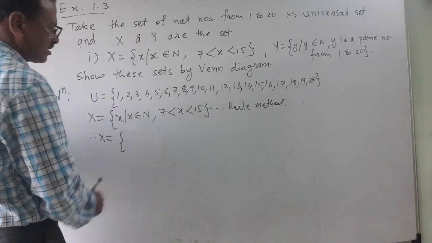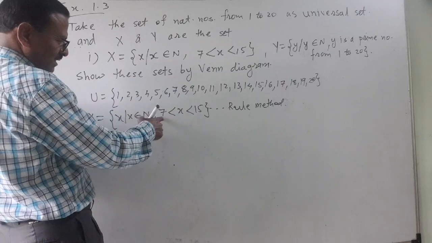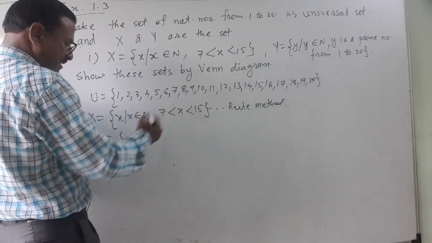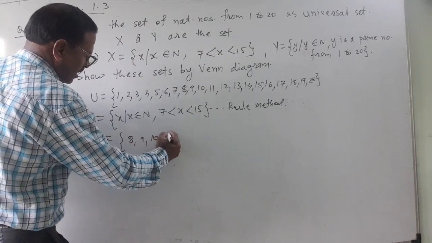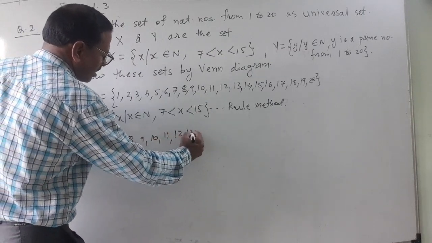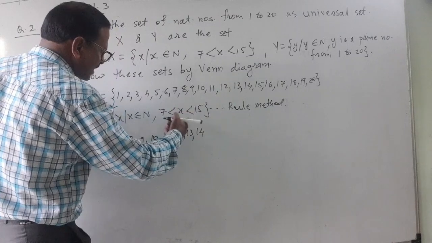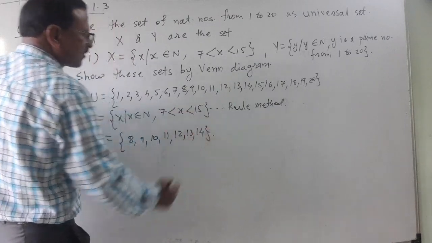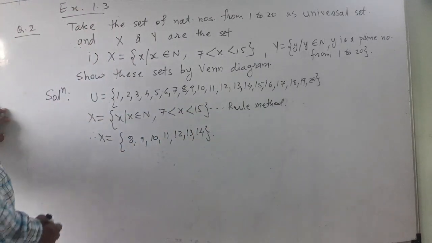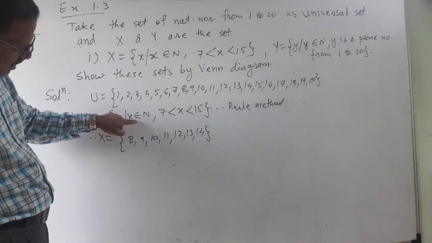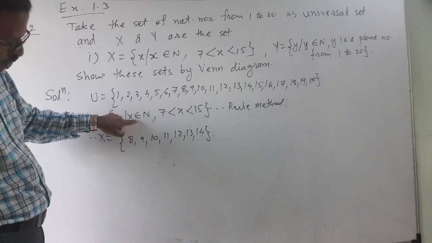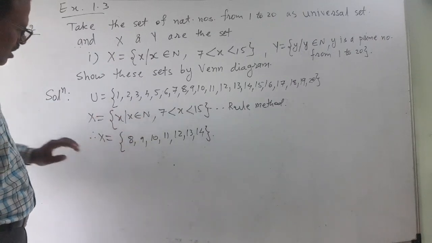Therefore, X is equal to, listing method I want. X is greater than 7, so 8, 9, 10, 11, 12, 13, 14, and less than 15. We stop here. Okay, X belongs to natural numbers. Just remember this symbol shows belongs to. N means the natural numbers.